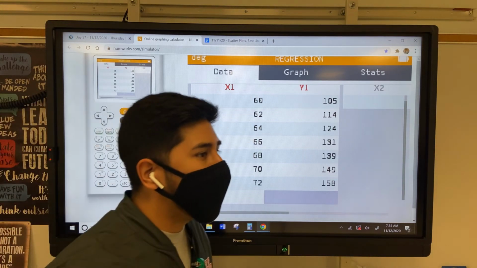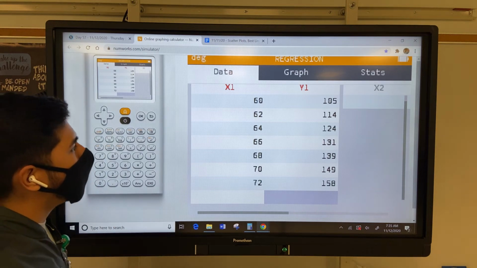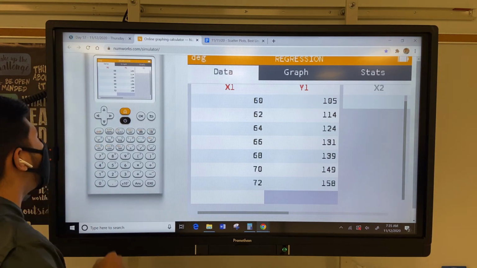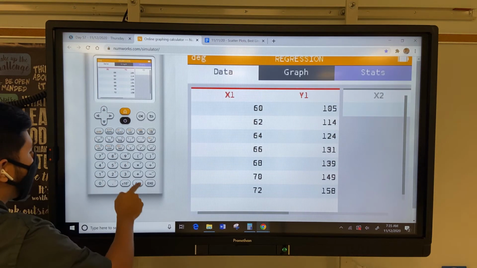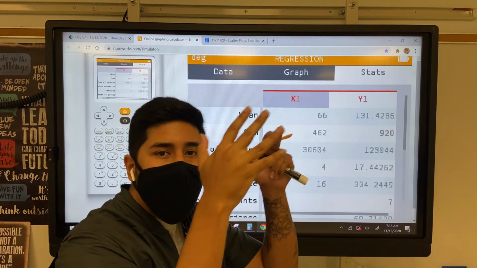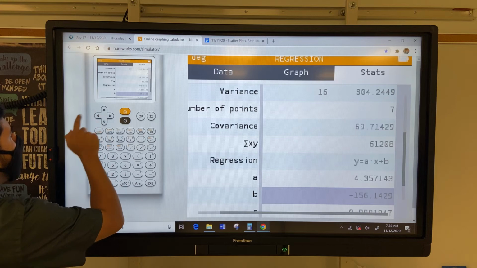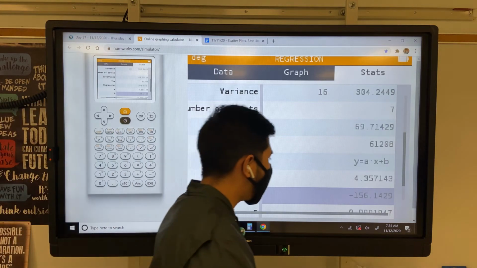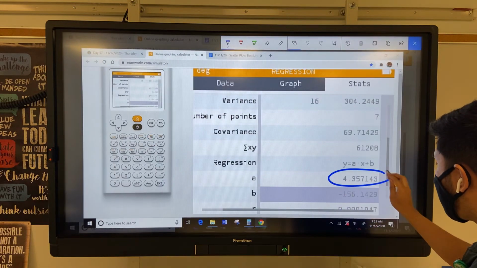I'm only going to do this one, and I'll let you do the next one on your own, so we can get through this because I don't want to bore you with just typing in numbers. All right, go back to the top, go to graph, stats. What are we looking for? A and B. So I go down, boom, right there. Right here and right here.